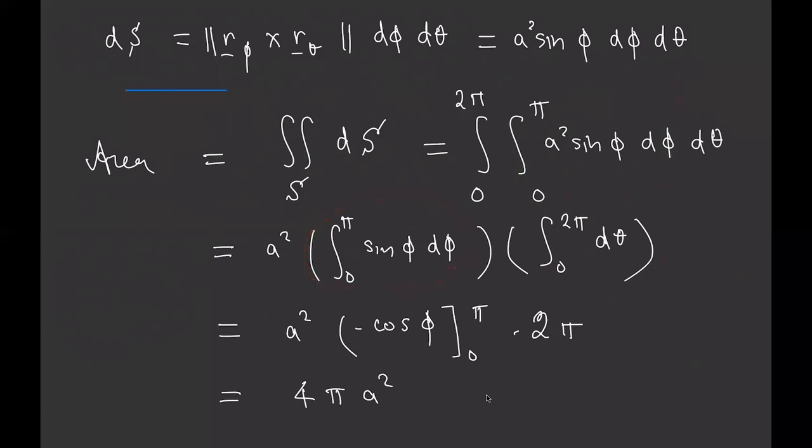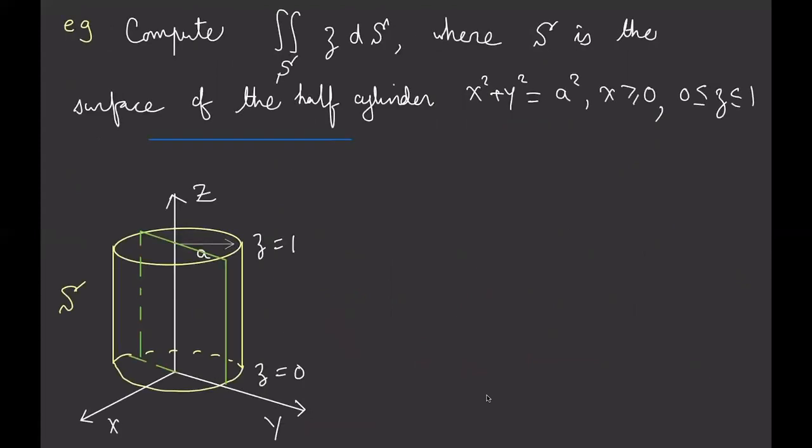So this integral is negative cosine phi from 0 to pi. This integral is, well, it's just 2 pi because I'm integrating the function 1. And what happens over here? Cosine pi is -1, cosine 0 is 1. So with the negative sign and so on, this whole term contributes a factor of 2. So then I've got a 2 pi times a factor of 2 times a squared. It's 4 pi a squared, which we know is correct. Okay, so that's one simple example using this idea.